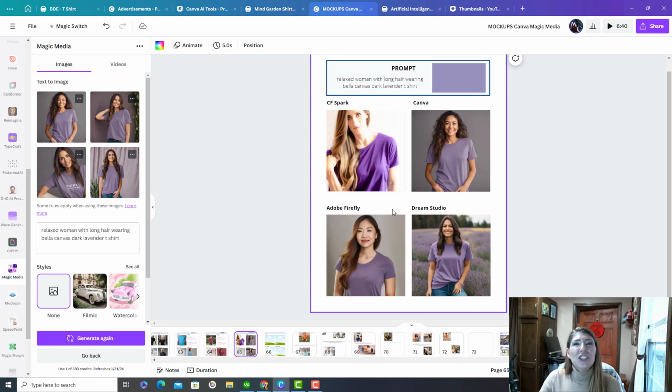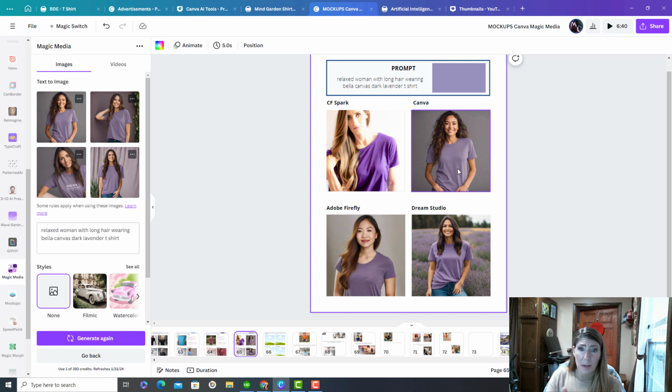Okay, and then finally I changed. I said, okay, let me try to do a Bella Canvas in a dark lavender. So here's your color key here. And actually, Canva did not restrict this one. So it's not restricting Bella Canvas.